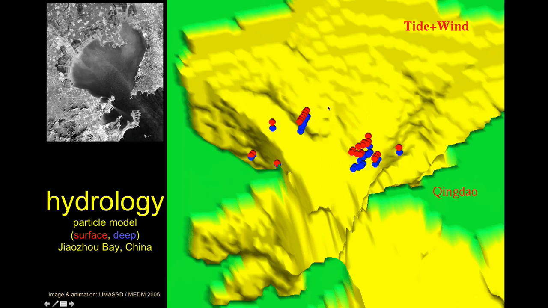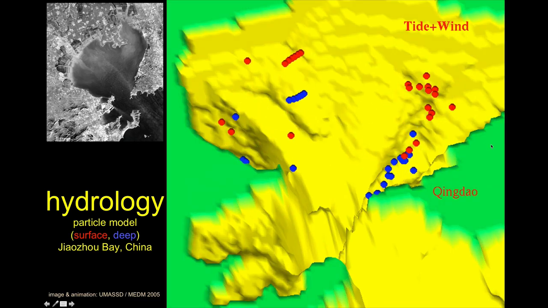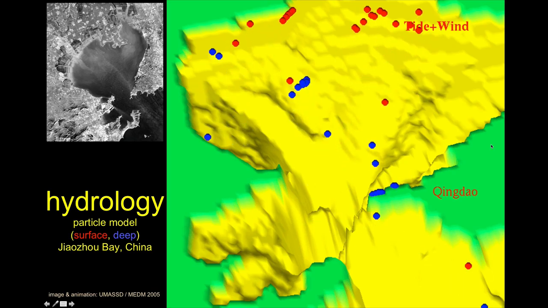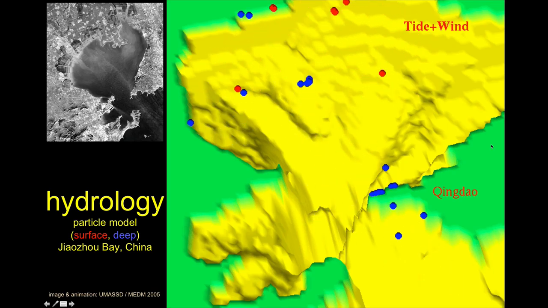So now we're adding on the traditional wind that flows in this part of China, and let's see what happens now. So now we got some of the subsurface stuff. Some of the blue balls also got out of the mouth of the bay, but none of the surface guys did, right?